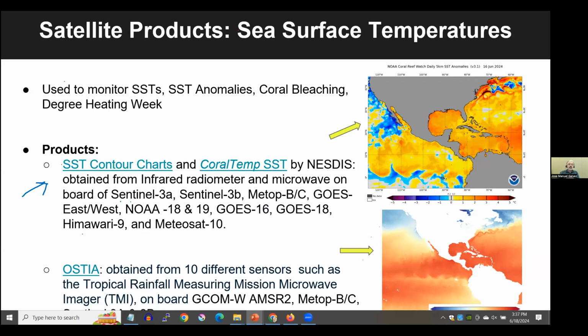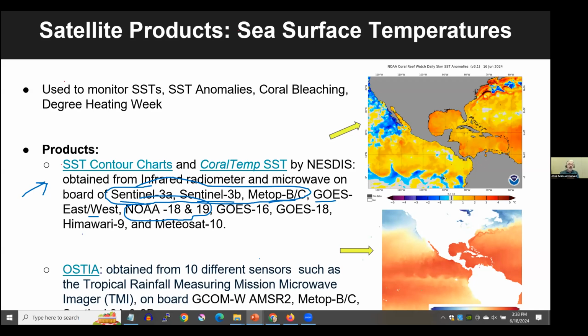In this case, we have data from Sentinel-3A, Sentinel-3B, METOP-B, C. METOP are the ones producing the ASCAT data of the surface winds as well. GOES East and West, so these are polar. These are also polar. NOAA 18 and 19 are polar. The other ones are geostationary. Yes, the other ones are geostationary. So you see, you get data from different types of satellites, polar and geostationary, to produce these surface temperature fields.